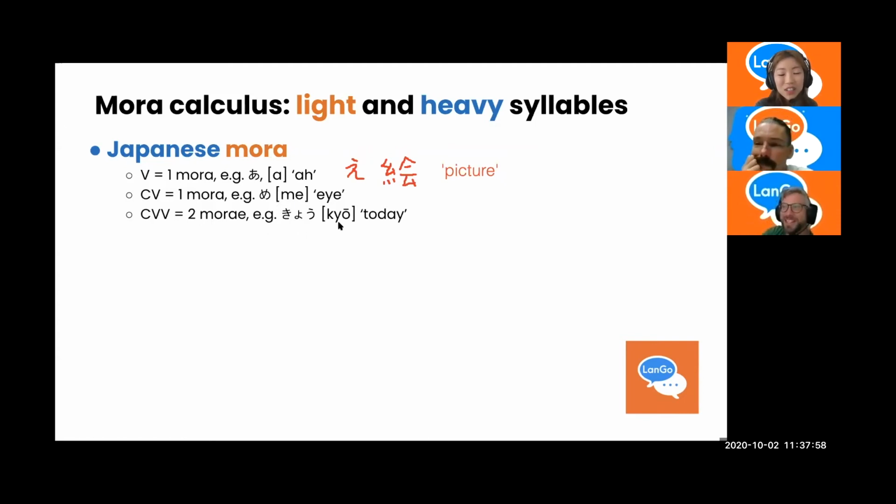Returning to the mora, a CVV unit would count as two morae. So we have the word today, kyo, which is CVV. If you are a native speaker of English, it may be hard to hear the difference between these two units.